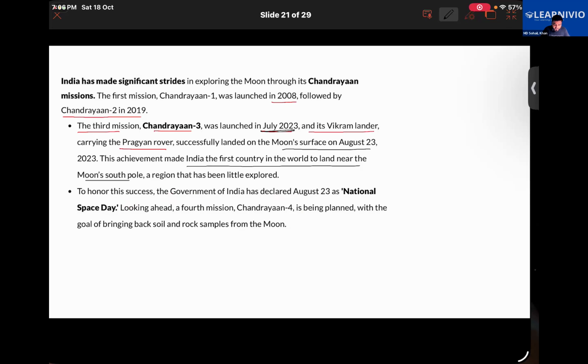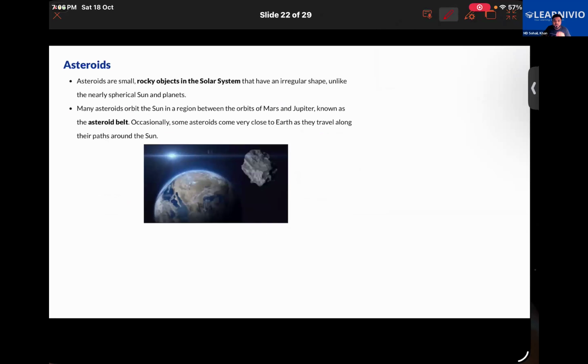Now we are looking towards the fourth Chandrayaan mission that is being planned. The aim of that mission would be particularly to bring soil and rock samples from the moon. Suppose someone asks you, what was the aim of the Chandrayaan 3 mission? The Chandrayaan 3 mission that was sent, what was its aim?